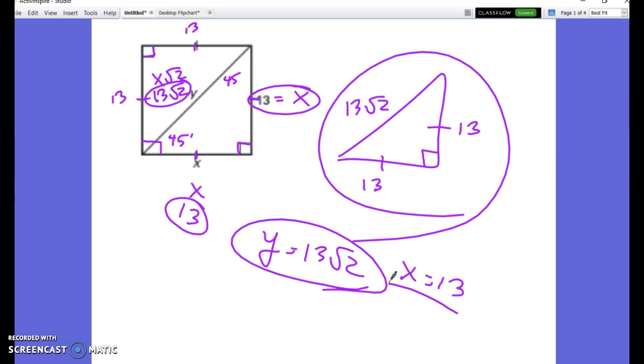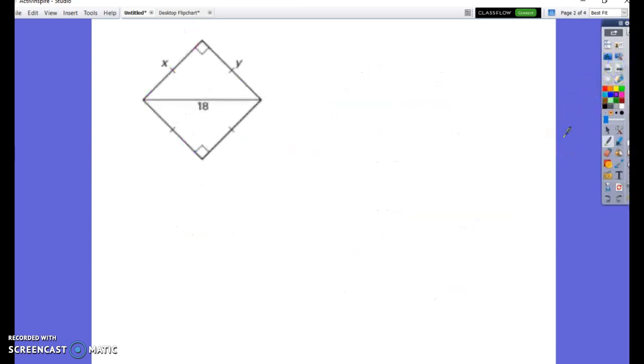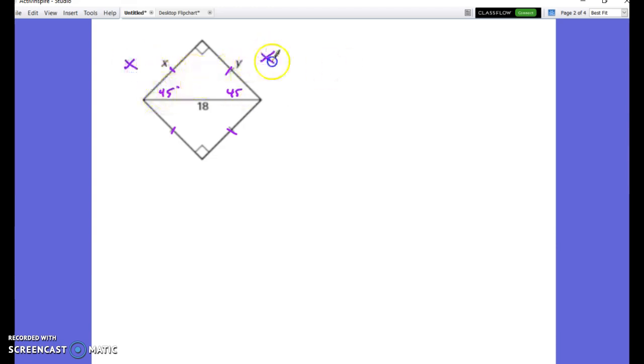Now, this is the super easy one. The next one I'm going to show you is a little more difficult. Again, I notice this is a square. So 45, 45, 90 triangle. I'm going to set my ratios up. Across from 45, I put x. Across from 45, I put x. Across from 90, I put x root 2.